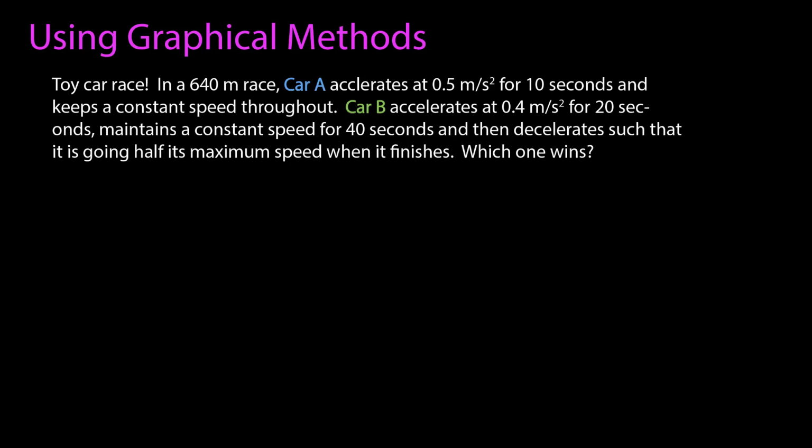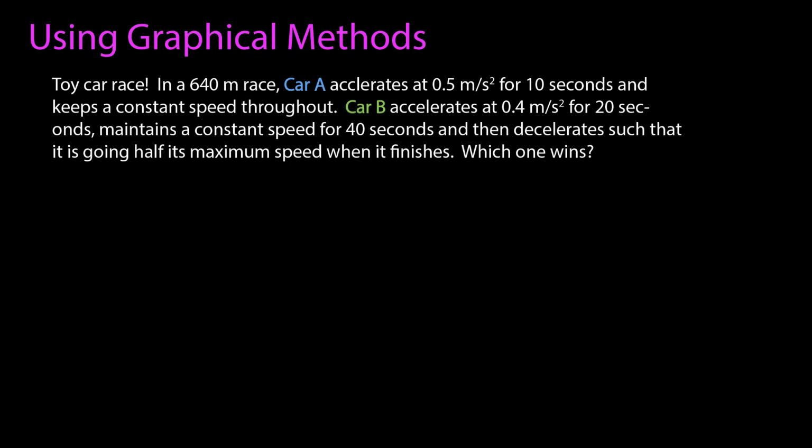Let's take a look at this problem. I have a 640-meter race between two cars. Car A accelerates at half a meter per second squared for 10 seconds, and then keeps a constant speed. Car B accelerates at 0.4 meters per second squared for 20 seconds, then maintains that constant speed for 40 seconds, and then decelerates such that it is going half its maximum speed when it finishes. Which car wins the race?